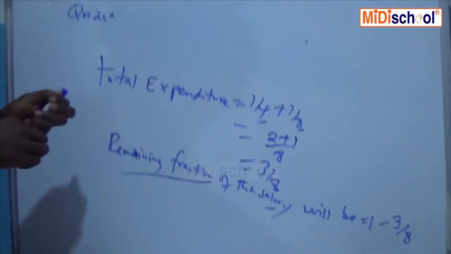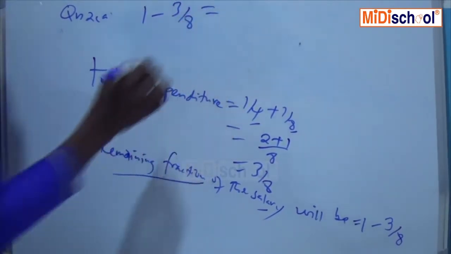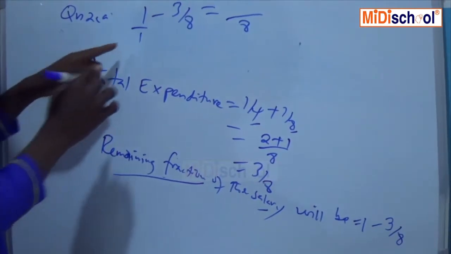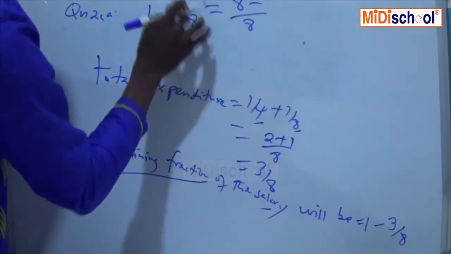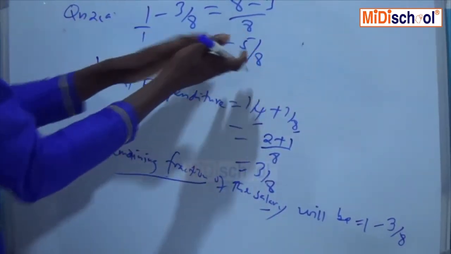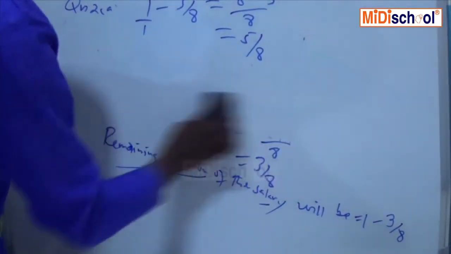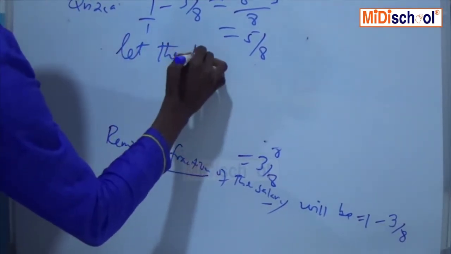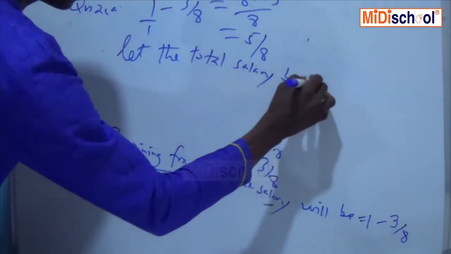So 1 minus 3/8 is going to be equal to, we have the LCM 8 because 1 can be written as 1/1. So 8 divided by 1 is 8, minus 3, it's going to be 5/8. So this is the remaining. So after having the remaining, we just have one thing to do. So let the total salary be S.